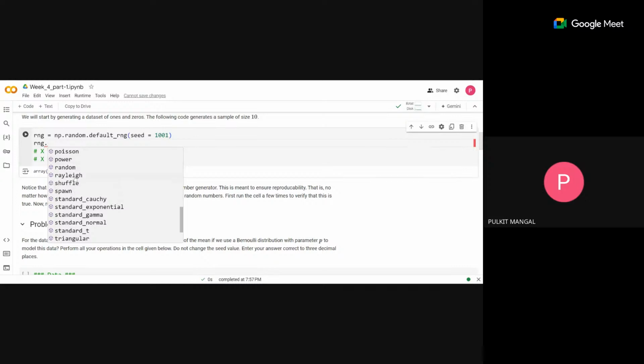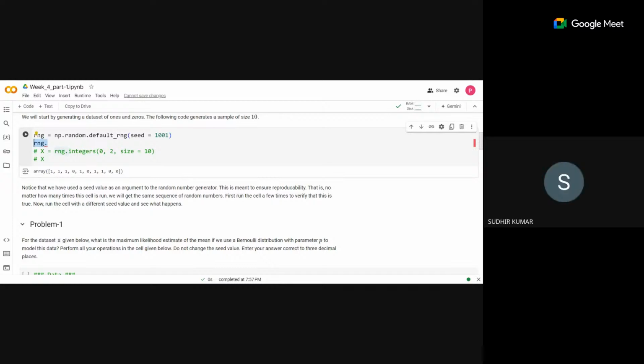If you just want any random number, you can put rng.random and it will give you a random number. If you want to sample from a normal distribution, you will do rng.normal and it will take parameters like mu and variance. Just pass those and that will sample your data points from the normal distribution. So that's how we sample.